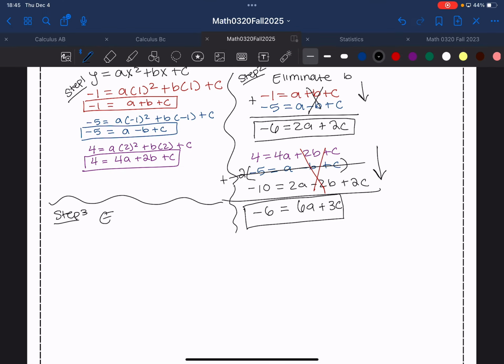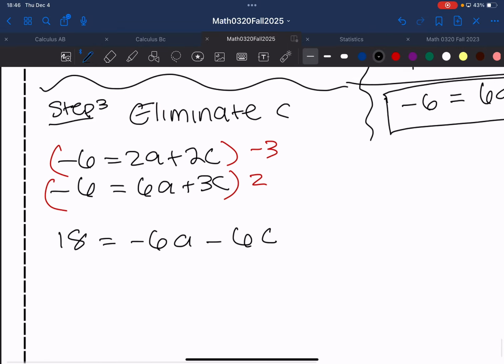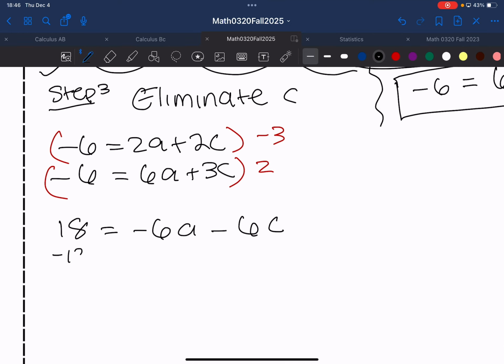So we said we're going to eliminate C. And so I'm taking negative 6 equals 2a plus 2c, and negative 6 equals 6a plus 3c. So I'm going to go ahead and multiply this first one by negative 3 and this second one by positive 2. That way 1 is negative and 1 is positive. Okay. So I get 18 is equal to negative 6a minus 6c. That's the first one where I multiplied by negative 3. And then I have negative 12 is equal to 12a plus 6c.